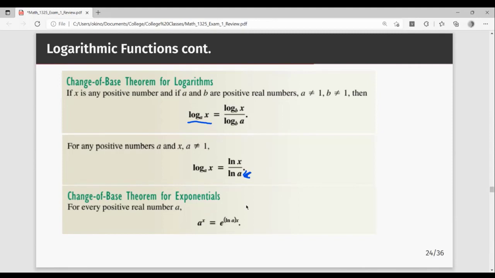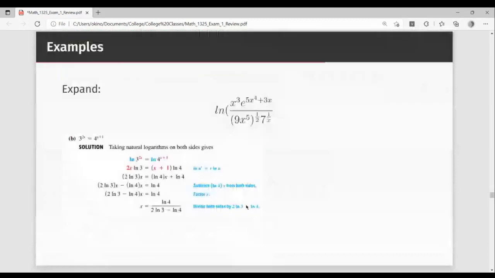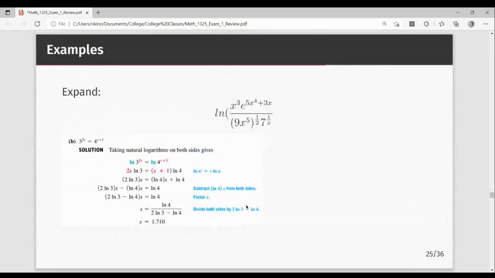Remember the properties of exponents, we can separate this out. So that's e to the ln a, raised to the power of x. Now, e to the ln a just equals a, so we still just have a to the x. So, a couple of examples.